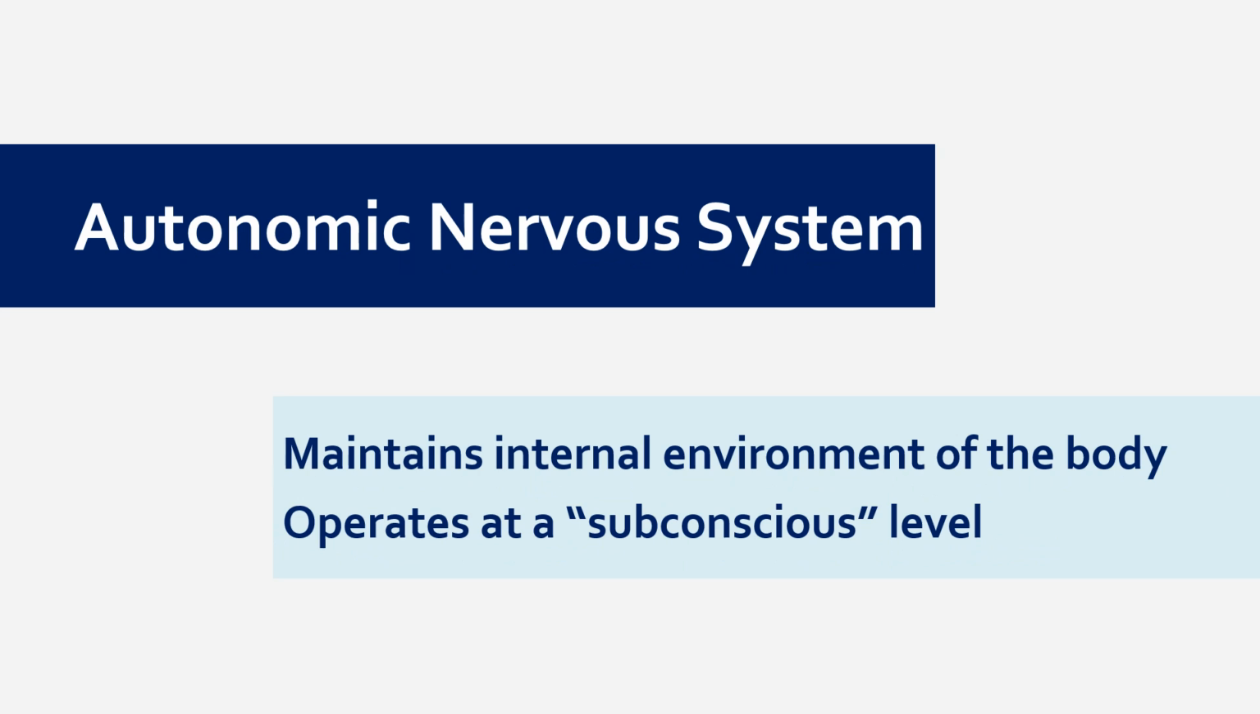What the autonomic nervous system does very basically is it maintains the internal environment of the body, and it does so by operating at a subconscious level. Basically, the autonomic nervous system is the means by which the nervous system exerts control over all of your internal organs, your heart, your kidneys, your liver, your eyes, and so on. The thing that is keeping your heart beating and your gut moving and all of the other functions that are essential for life is your autonomic nervous system.